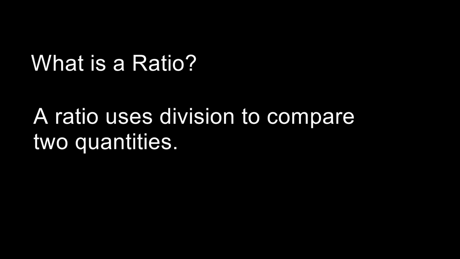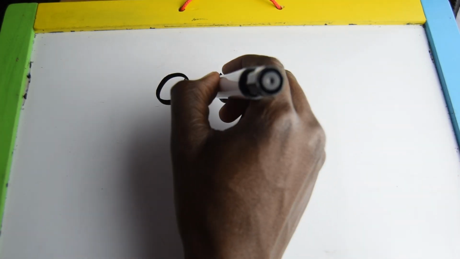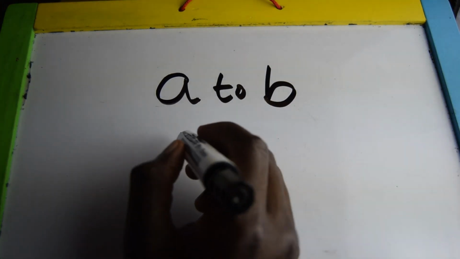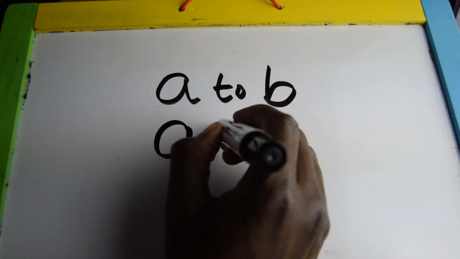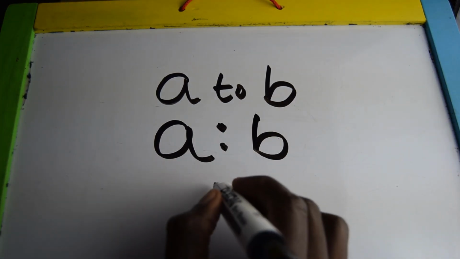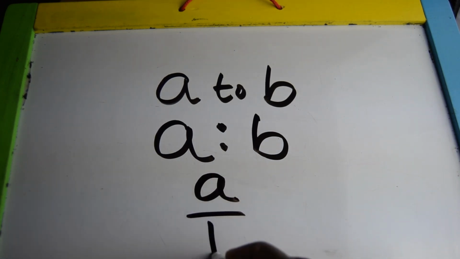Today we talk about ratios. And what is a ratio? A ratio uses division to compare two quantities. You can write the ratio of two quantities A and B as A to B. That's the first way. You can also write it with a colon, A:B. And finally, you can write A divided by B.